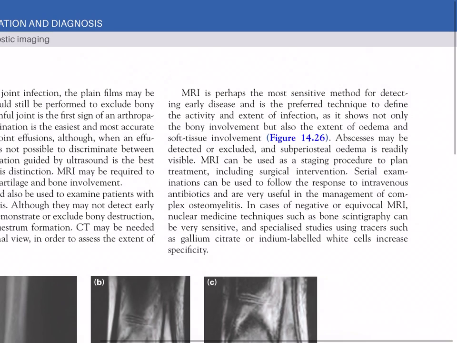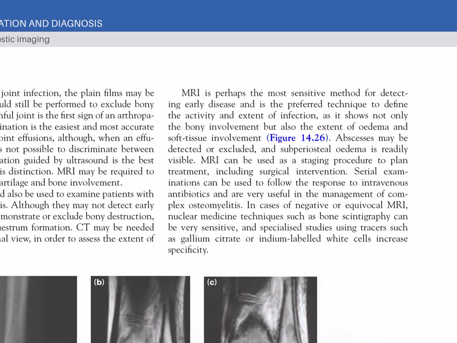MRI is perhaps the most sensitive method for detecting early disease and is the preferred technique to define the activity and extent of infection, as it shows not only the bony involvement but also the extent of edema and soft tissue involvement. Abscesses may be detected or excluded, and subperiosteal edema is readily visible. MRI can be used as a staging procedure to plan treatment, including surgical intervention.